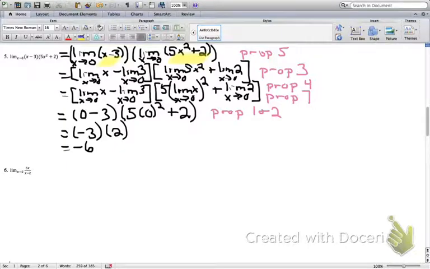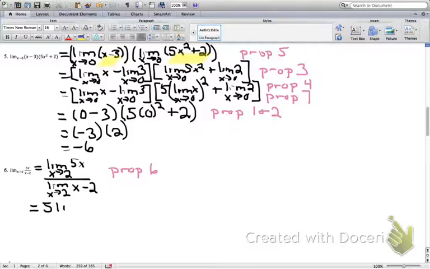The limit of 5x divided by x minus 2 as x approaches 2. So by property 6, I know I can take the limit of both the numerator and the denominator. So that's what we're doing here. Okay, again, that was by property 6. So now we're going to use property 4 here, so 5 times the limit as x approaches 2 of x.